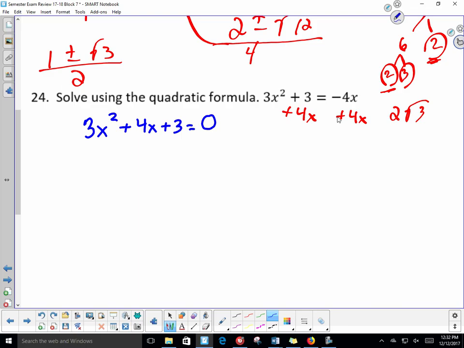All right, Hallie, now what is your A, B, and C, and then you can start plugging in. 3 is A, okay? 4 is B, C is? 3. Okay, so when we plug into quadratic formula, Hallie, go on.